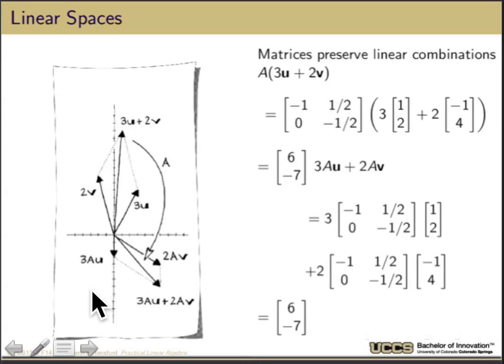See this again in terms of a full combination. A times (3U plus 2V). Again, I'm going to use the same A, U, and V we had before. So here's A. 3 times U plus 2 times V. If I do this part first, I get a total of 6/7.